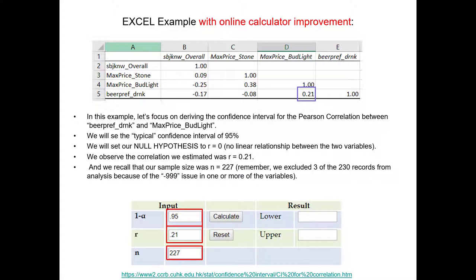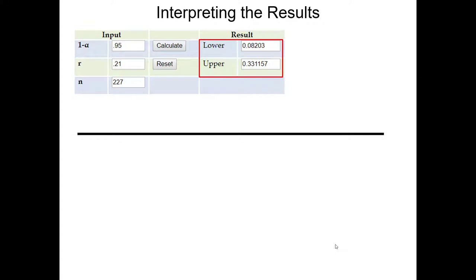We also have to account for our sample size. Our sample size was not 230. Recall that we excluded three respondents from our analysis because they answered negative 999 to at least one of the questions. When we implement that analysis, we get a lower and upper 95% confidence interval estimate of our correlation coefficient.